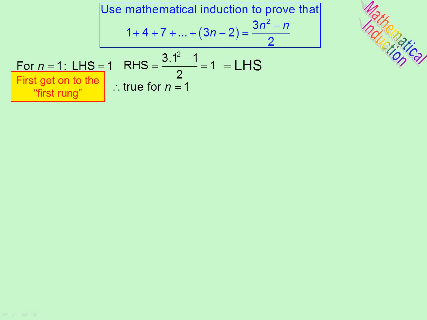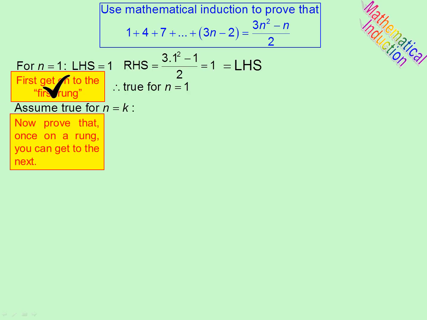Now we're going to get on to some rung. We'll call it the kth rung. So we're going to say, assume true for n equals k. Now we're going to prove that once there, you can get to the next rung. We're going to prove that true for n equals k means that if we take an extra term, the k plus 1th term, and add the same on to that side, that formula is going to adjust to a k plus 1th formula.